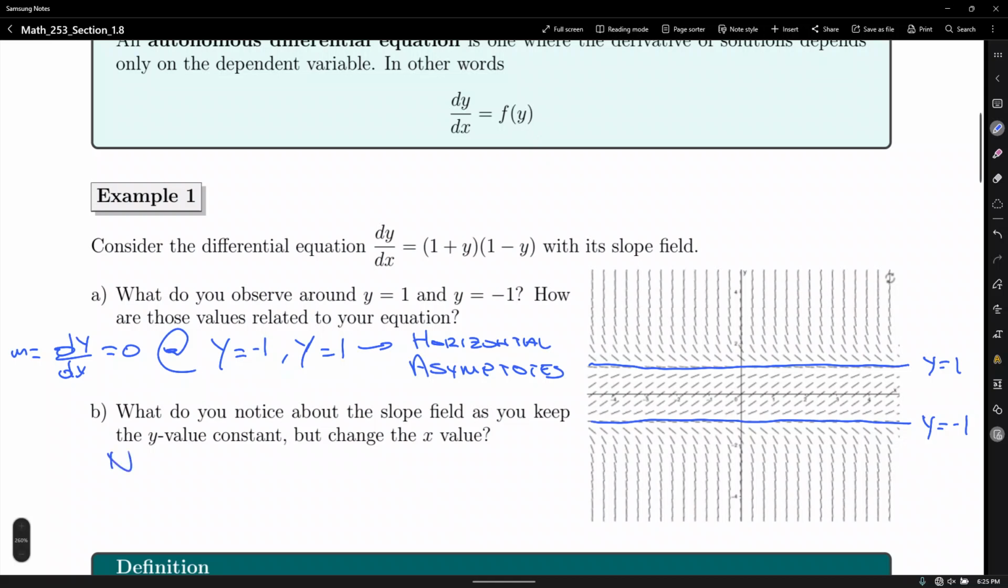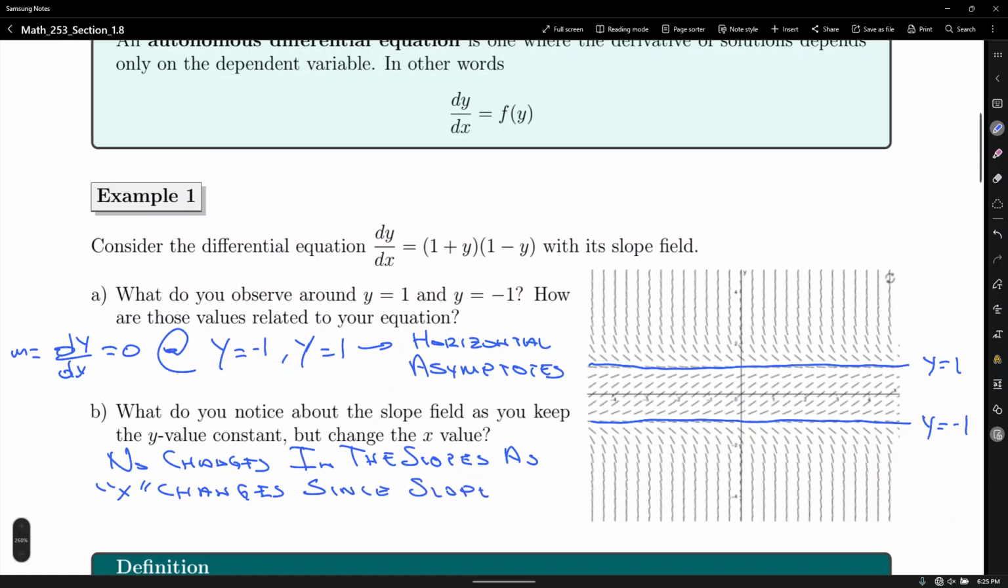So what do we notice? No changes in the slopes as x changes, since in this case slopes depend only on y.